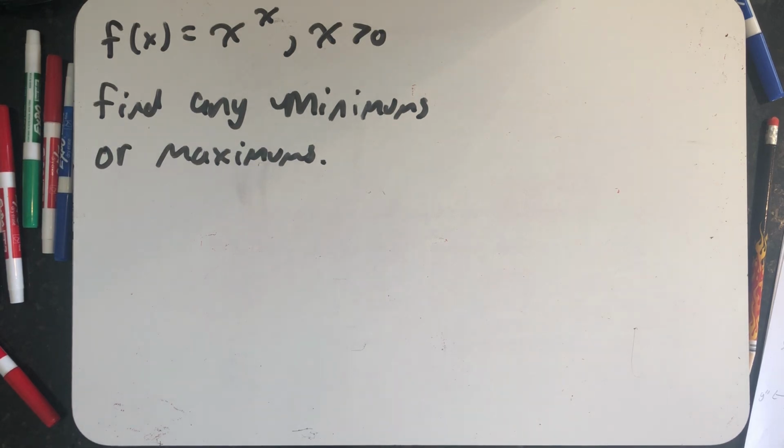Let's consider the function f of x equals x raised to the x when x is bigger than 0. And let's find any minimums or maximums. This is fairly vague, so at the end, after I found out where there might be local mins and maxes, thinking about the first derivative test, let's go through and see if we actually have absolute mins or absolute maxes.